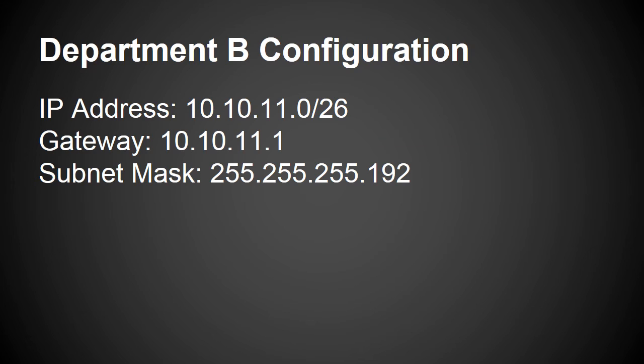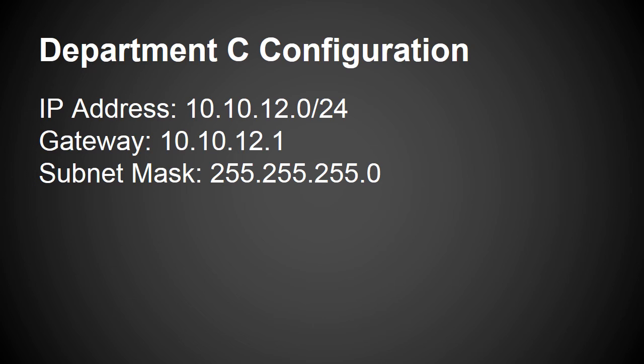For Department B configuration, they have 60 PCs with the IP address of 10.10.11.0/26 and the gateway of 10.10.11.1, following with a subnet mask of 255.255.255.192.